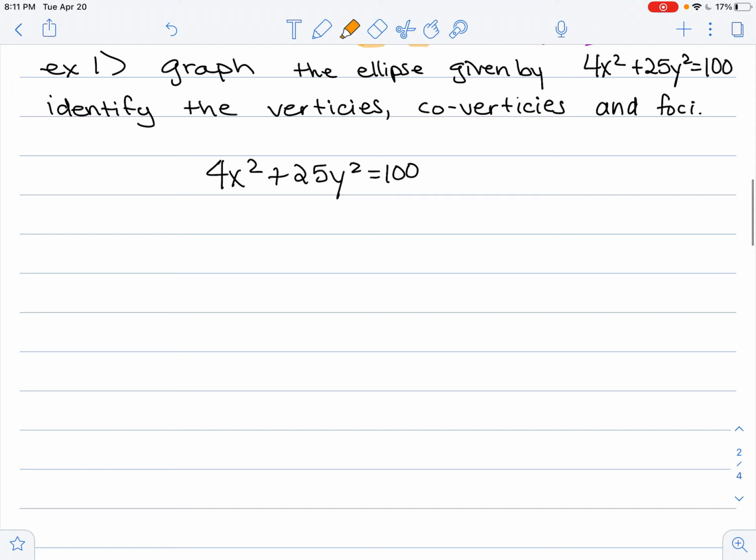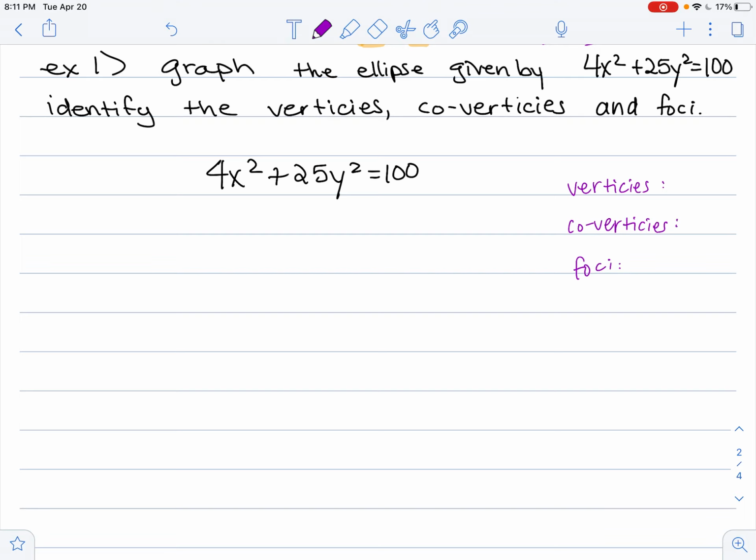Okay, so let's talk about this. Graph the ellipse given by y squared plus 25 squared equals 100. Identify the vertices, co-vertices, and the foci. Okay, so we know vertices are on the major axis, co-vertices are on the minor axis, and foci are along the major axis as well.